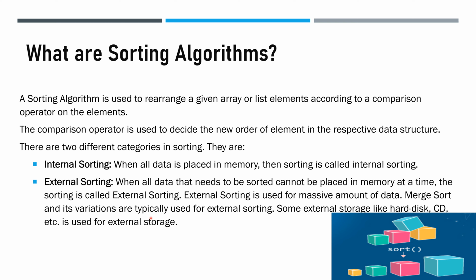They are internal sorting and external sorting. When all data is placed in memory, the sorting is called internal sorting. When all the data to be sorted cannot be placed in memory at a time, the sorting is called external sorting. External sorting is used for massive amounts of data. Merge sort and its variations are typically used for external sorting. Some external storage like hard disk, CD, etc. is used for external storage.